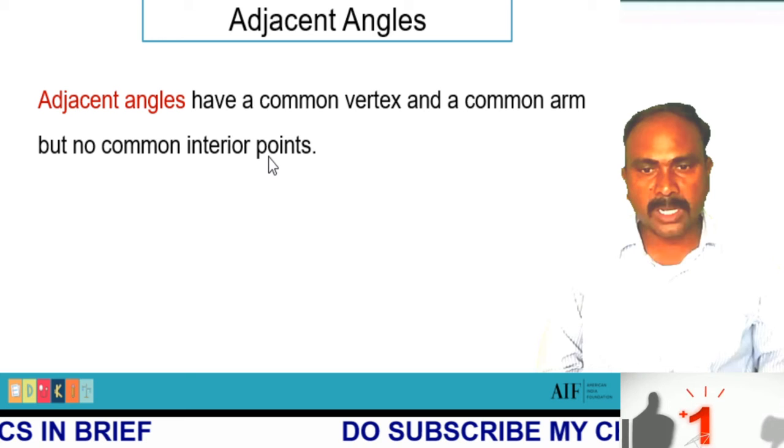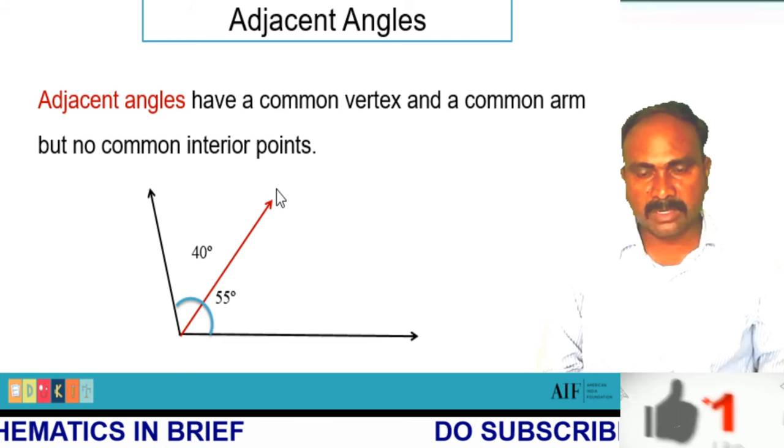Here, adjacent angles: common vertex, this is the common vertex, okay, common arm, this one is the common arm, but no common interior points. So 40 degrees is on this side of the common arm, 55 degrees is on the other side of the common arm. So no common interior points.